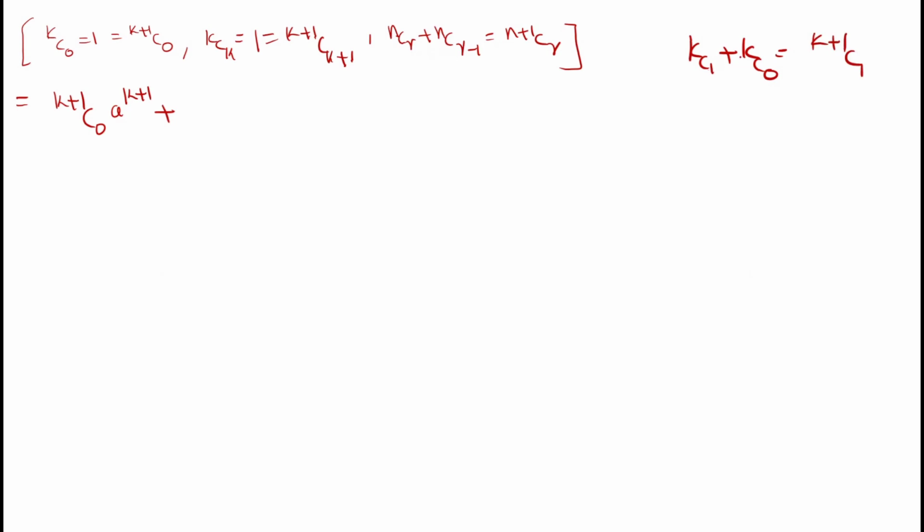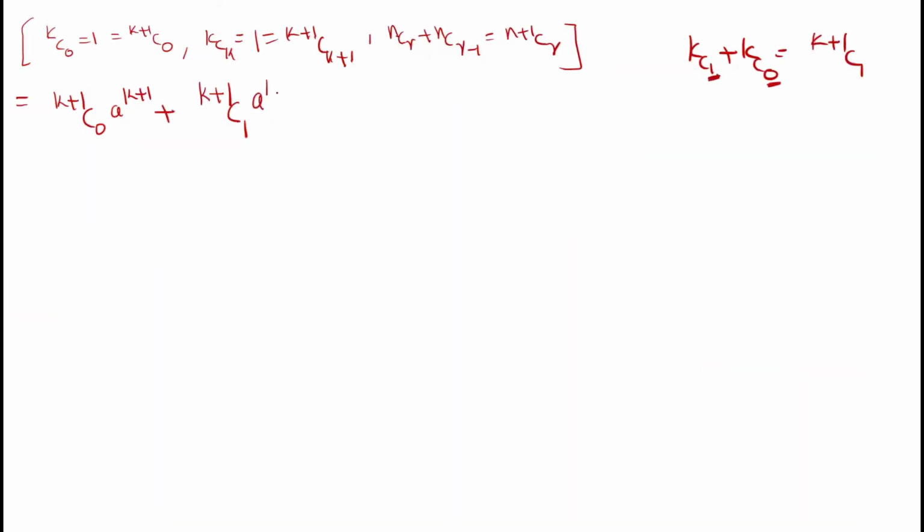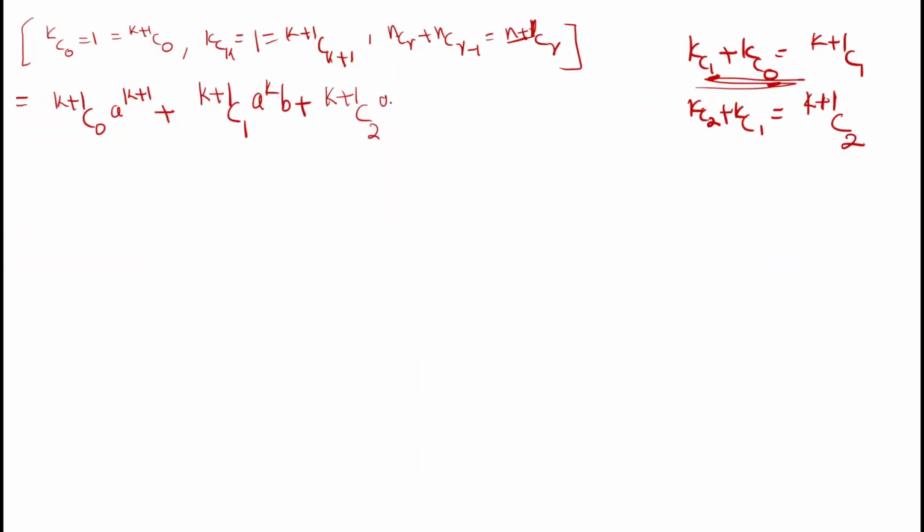Because see, nCr plus nCr minus 1 is n plus 1 Cr. See what is the r value? This is r, this is r minus 1. So the second term I can write as k plus 1 C1, together with that one, the term a power k into b is there. Okay, plus k plus 1 C2, along with that one, what is the term there? a power k minus 1 into b square, plus k plus 1 Ck plus 1 into b power k plus 1.